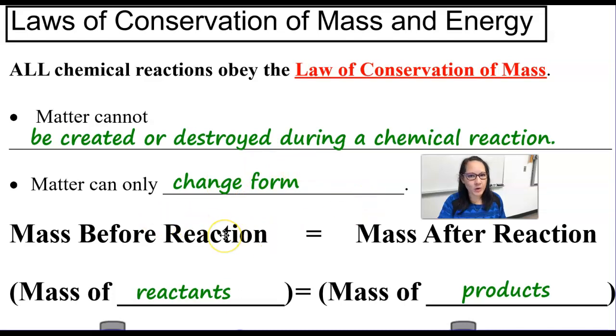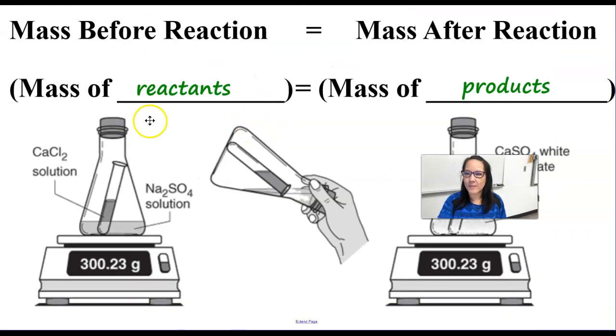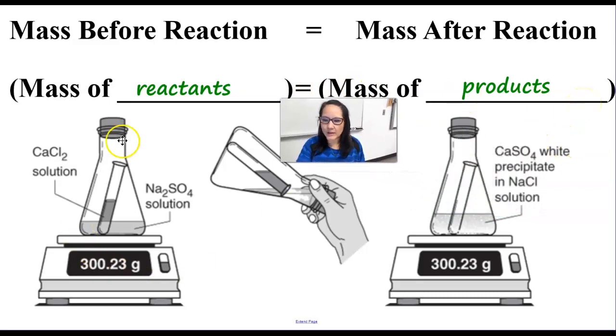It can only change form. So the mass before a reaction has to be totally equal to the total mass after a reaction, which means that the mass of the reactants has to be equal to the total mass of the products. So if you look in this example, we have this calcium chloride solution in this test tube, sodium sulfate solution in this Erlenmeyer flask, and together, well, they're separate right now, and so they have a mass of 300.23 grams.